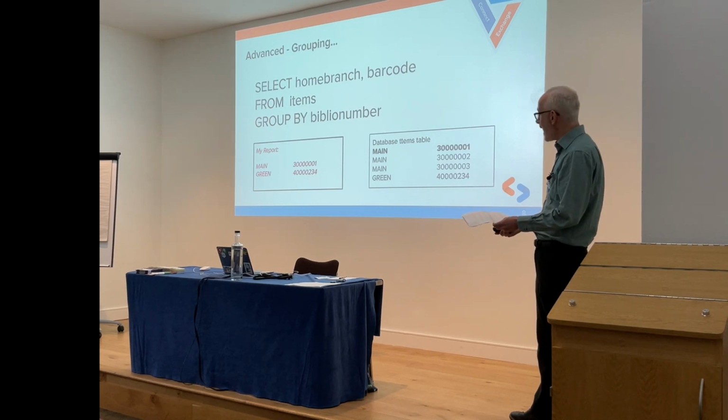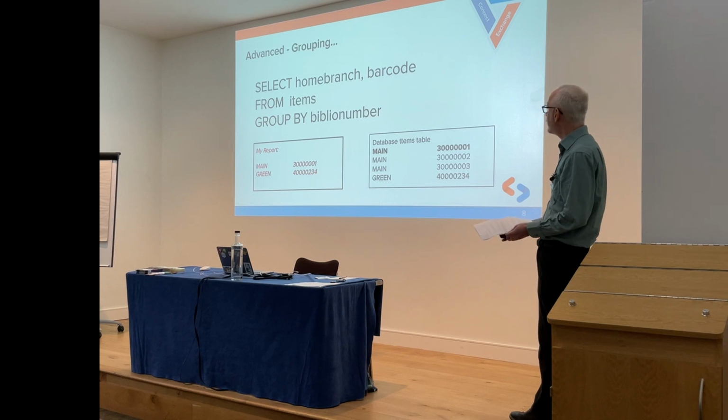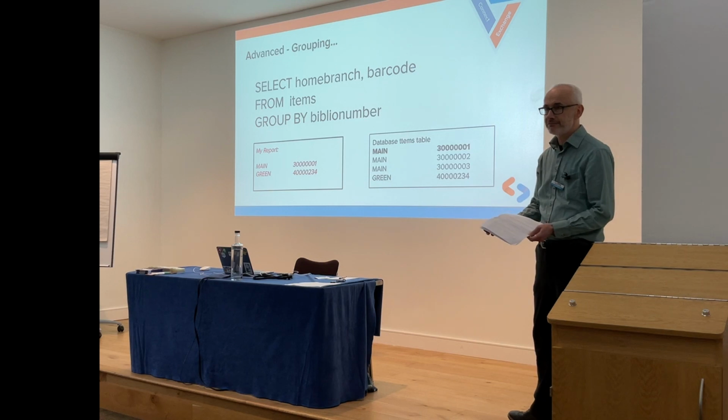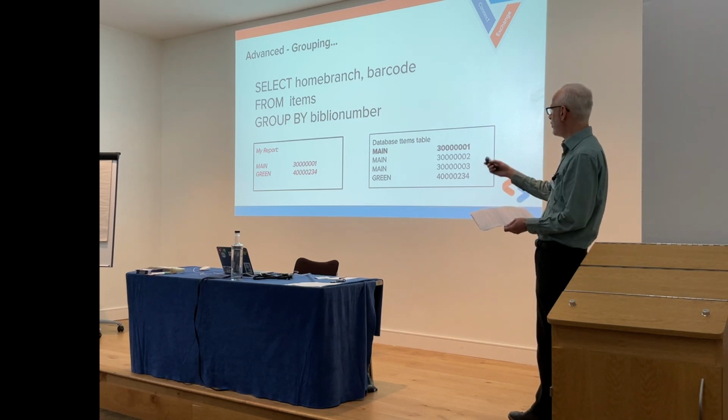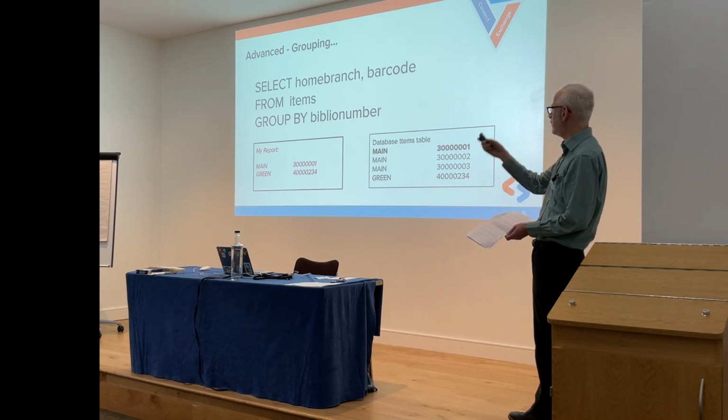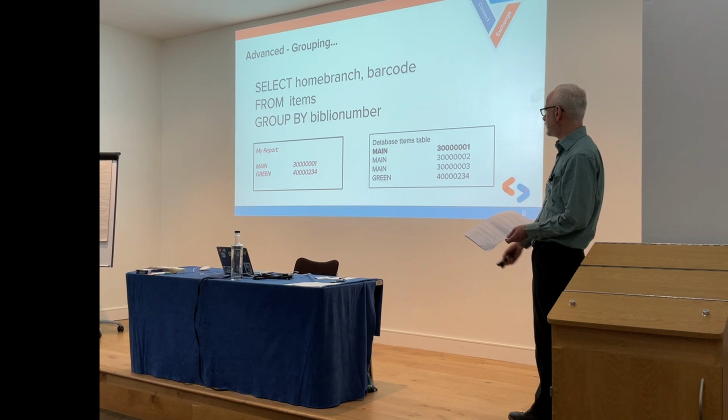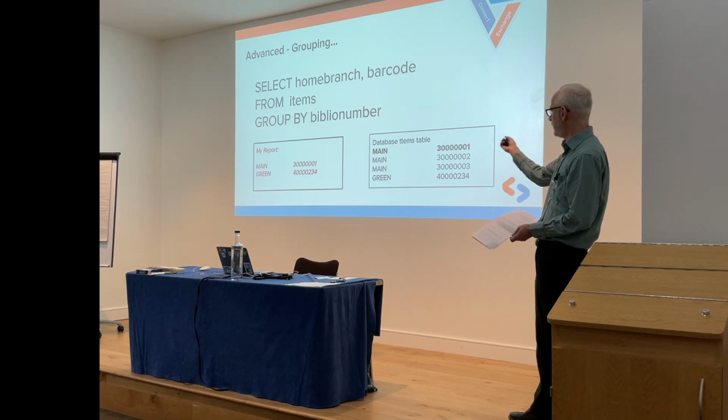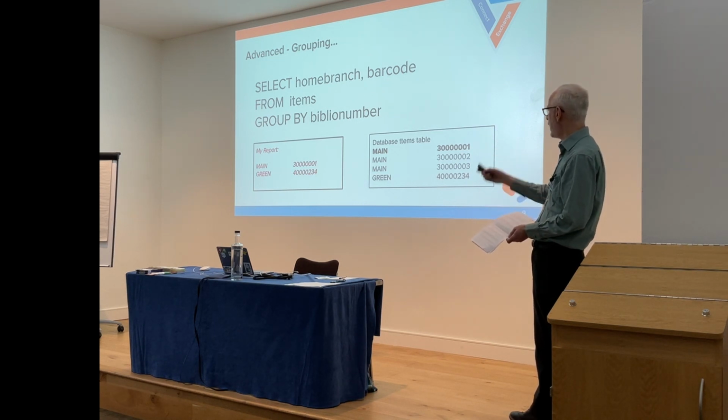So that's just a little example of combining these functions. We then look at some of the grouping things that are possible. One of the things when you're learning about MySQL is that you don't know what you're missing. You've got a nice report on the left-hand side there that says, I just want home branch and barcode from the items, please, and I want you to group them by biblio number. And it says main, and one barcode.